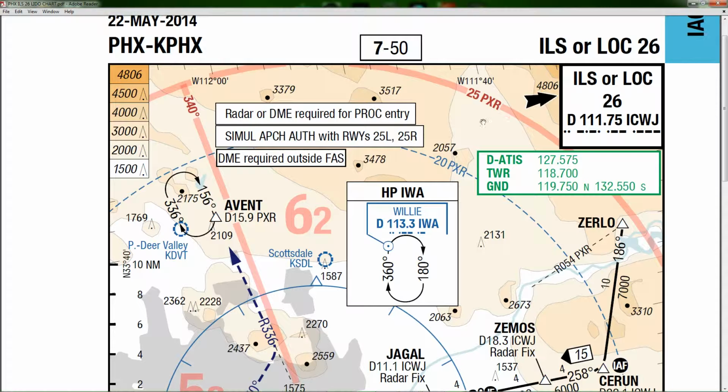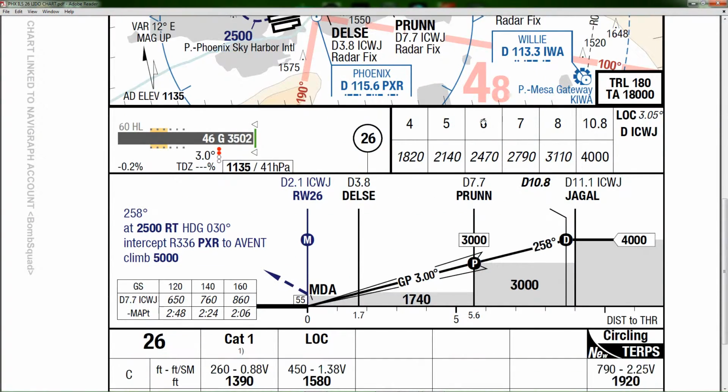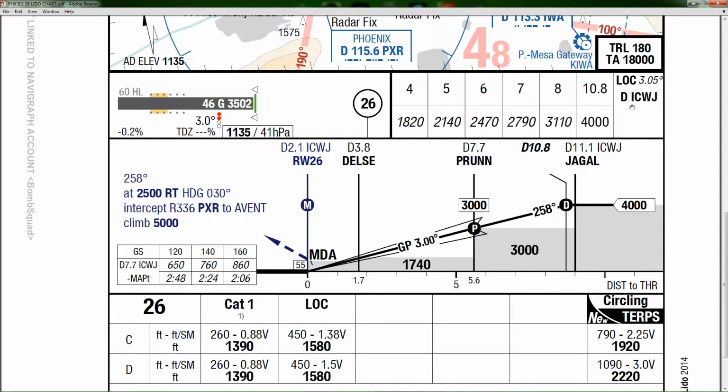Okay, so let's go back down here. DICWJ, what does that mean? That means distance from ICWJ, okay? So when I am 4 miles from ICWJ, I should be at 1,820 feet. Now you're saying to yourself, that still doesn't make sense. 1,135 feet is, I mean, that's the runway elevation, right? So that's still only, you know, just shy of 700 feet above the ground.